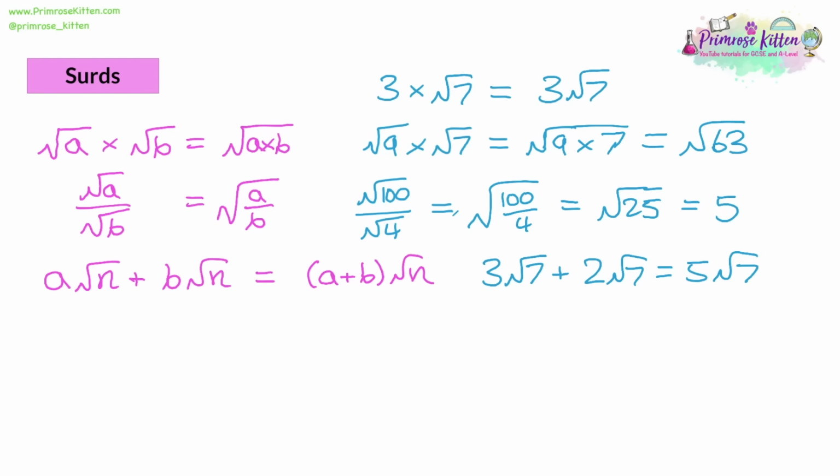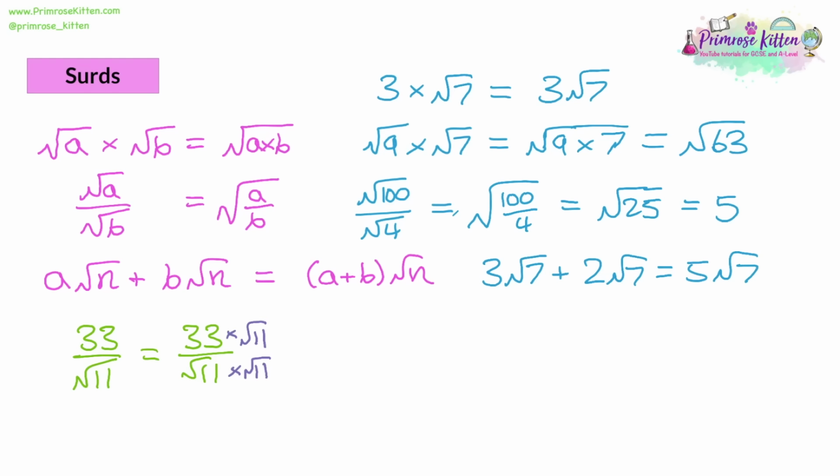Also with surds, we have something called rationalising the denominator. So let's say we had 33 over root 11. That looks okay, but we don't like to have roots on the bottom of a fraction. So what we do is, using equivalent fractions, we take the 33 over root 11 and we would multiply the denominator by root 11 and the numerator by root 11.